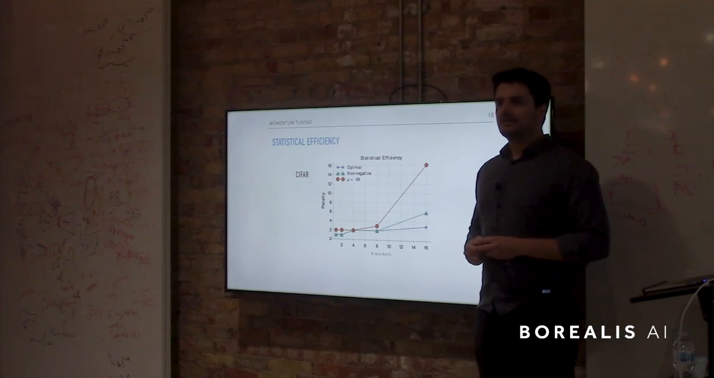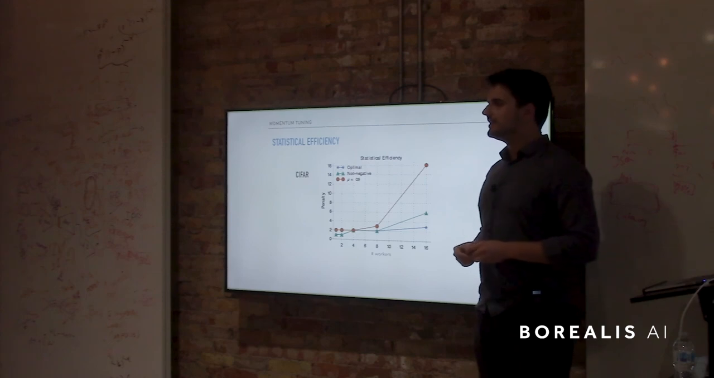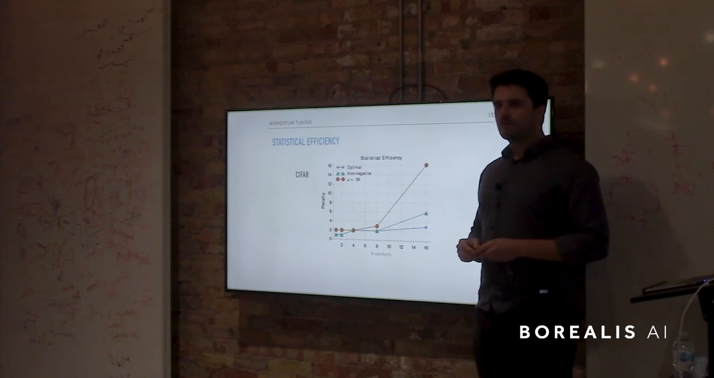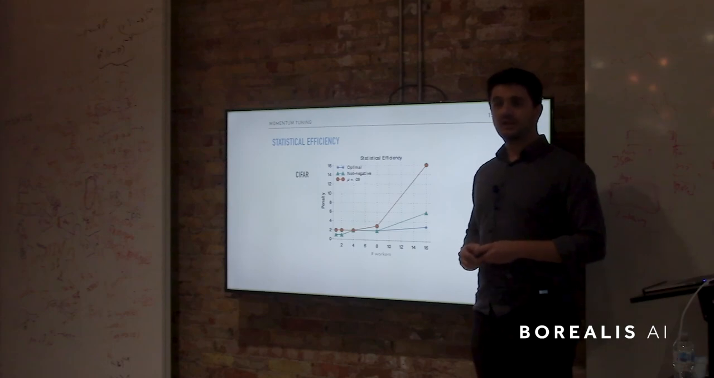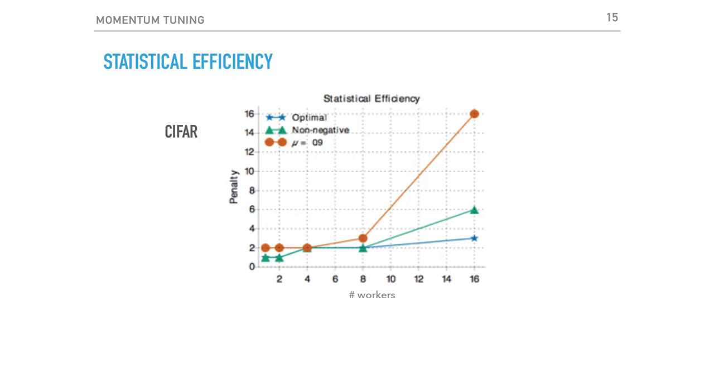Okay? So the conclusion here for us is that especially for large scale asynchronous systems, it's important to consider carefully tuning all of your hyperparameters, including the momentum hyperparameter. And in some extreme cases, you will even get that negative values are optimal.